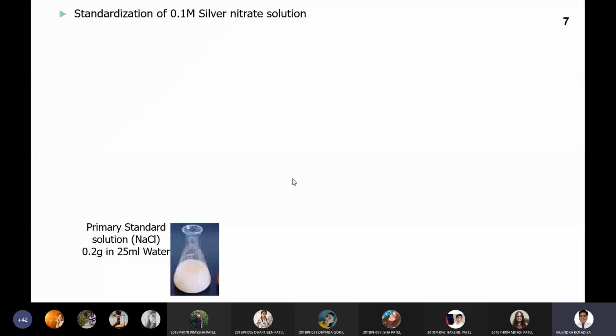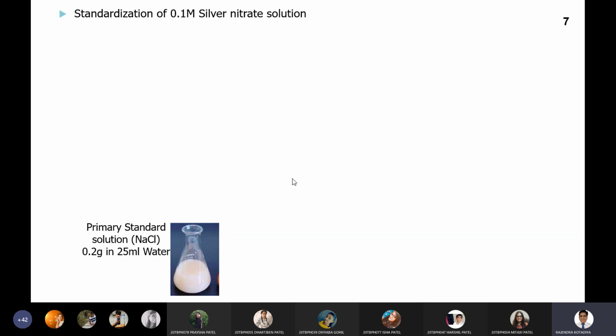So it will be like this. Suppose you want to estimate the chloride ion, then you will prepare a primary standard solution like NaCl, to be taken in 25 ml water. So you have to dissolve 0.2 gram of NaCl in 25 ml water. So it will be a colorless solution.